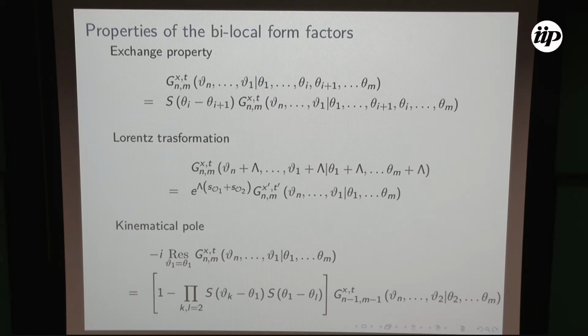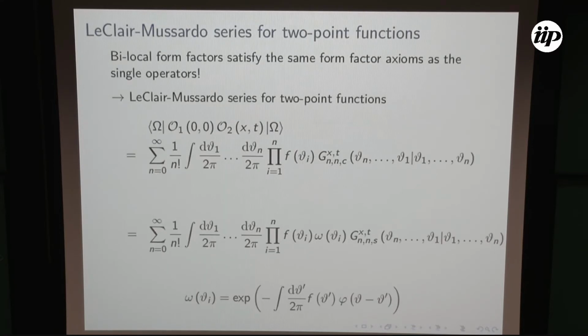And this is really important for us to be able to use the LeClair-Mussardo expansion. Since these form factors satisfy the same properties, we can write the two-point function like a usual LeClair-Mussardo with a filling fraction, but with the connected form factor of this bilocal object, or the symmetric version, with this other factor. So this is the same LeClair-Mussardo, but with this more complex object.